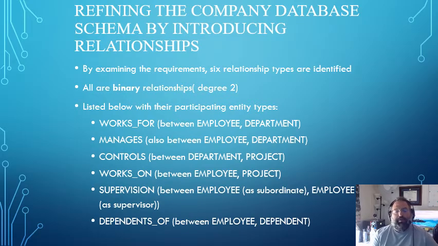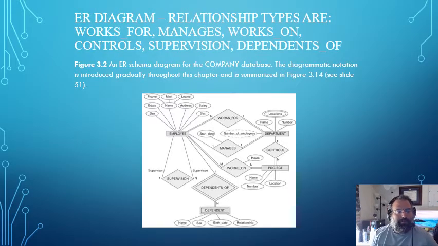That's something where it's potentially 2 different records in this same table that you're talking about. It's unlikely that you're going to be supervising yourself, although you could be, who knows. Dependents of is between an employee and their dependent. The ER diagram showing those relationship types is as follows.